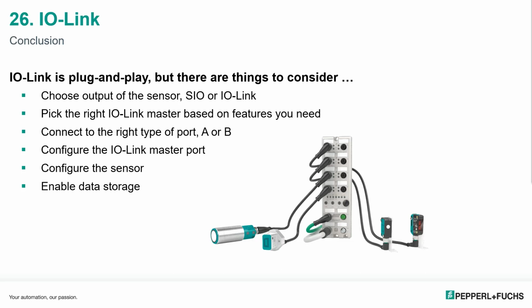Go ahead and configure the sensor the way you want it to, or configure your valve, whatever IO-Link device you have. And when you're done, when you're happy with it, enable data storage. That way, the maintenance guy down the road, all he has to do is unplug it, throw it away, put the new one in, auto-configured, you're done.